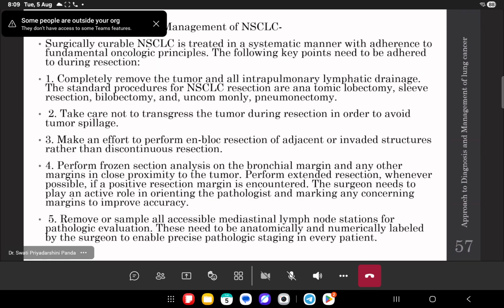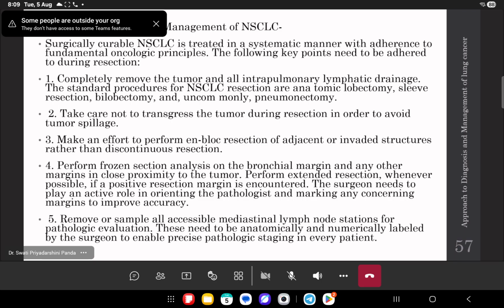Surgical principle and management. This includes following points like completely remove the tumor and all intrapulmonary lymphatic drainage. The standard procedures for non-small cell lung carcinoma resection are anatomic lobectomy, sleeve resection, bilobectomy, and uncommonly pneumonectomy. Do not transgress the tumor during the resection in order to avoid tumor spillage.